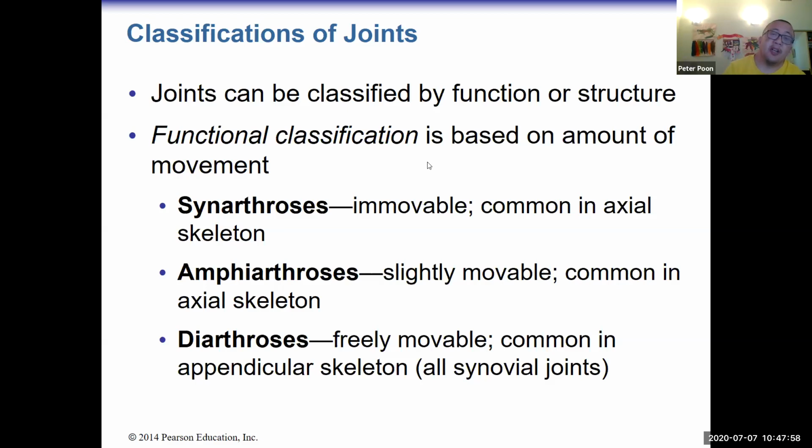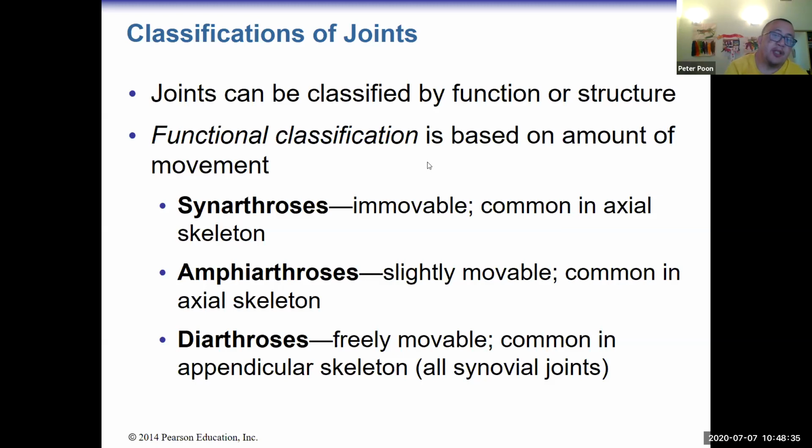Okay, so the functional classification is synarthrosis. Synarthrosis is immovable, which means they never ever move, or they barely adjust a little bit every so often. Amphiarthrosis is slightly movable, and these two are more common in the axial skeleton. We don't move our axes around very often. We move our appendages much more often.